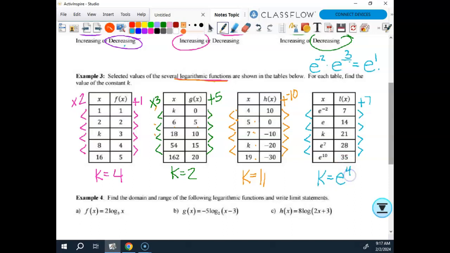Well, let's make sure it still works. E to the fourth times e cubed, e to the seventh. E to the seventh times e cubed, e to the 10th. Okay? We good with that? So that's not really so much about, oh, I don't understand e. That's more about exponent rules. Okay? We good?